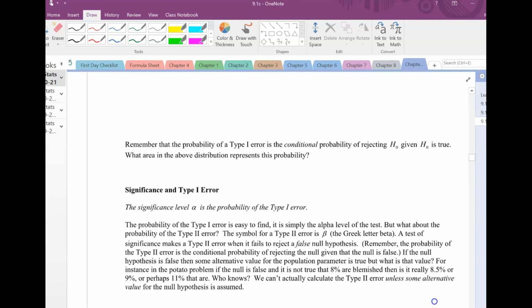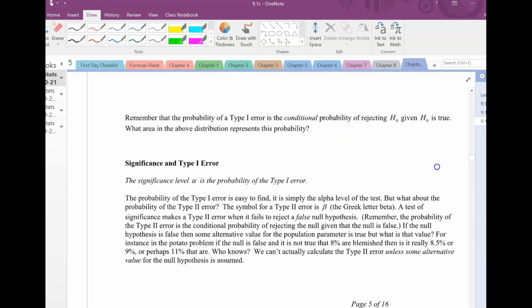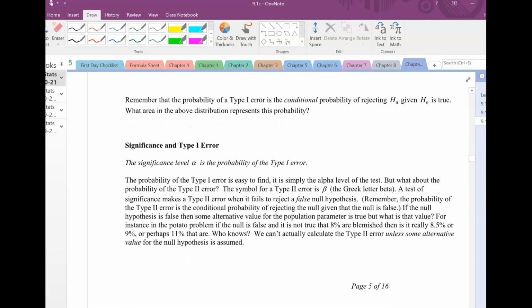Okay? So if you go back here, remember this area that I shaded represents 5%. That's the top 5% in the sampling distribution. So there's a 5% chance of making a type 1 error. And this will be true in any sampling distribution. Whatever your alpha level is is the probability of making a type 1 error. The type 2 error is a little more involved. It says the symbol for a type 2 error is beta. The test of significance makes a type 2 error when it fails to reject a false null hypothesis.